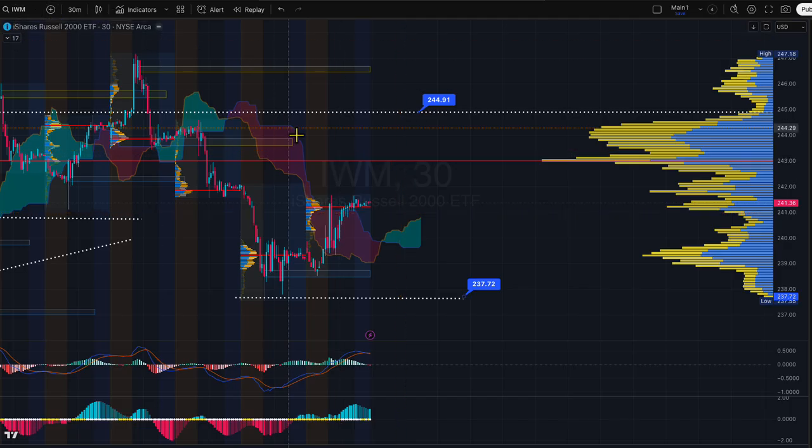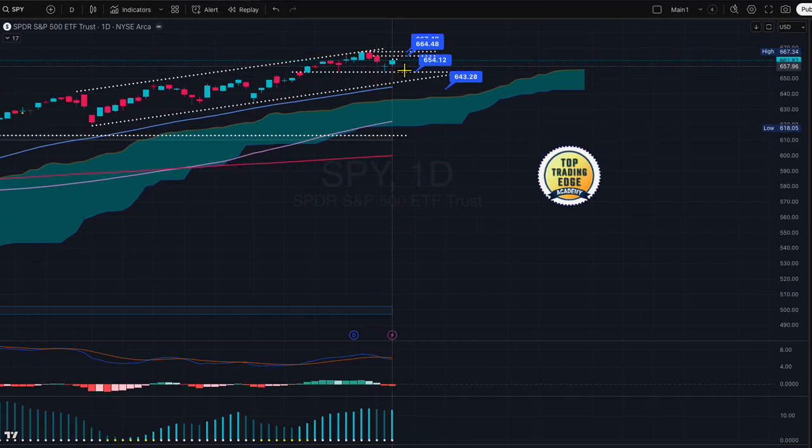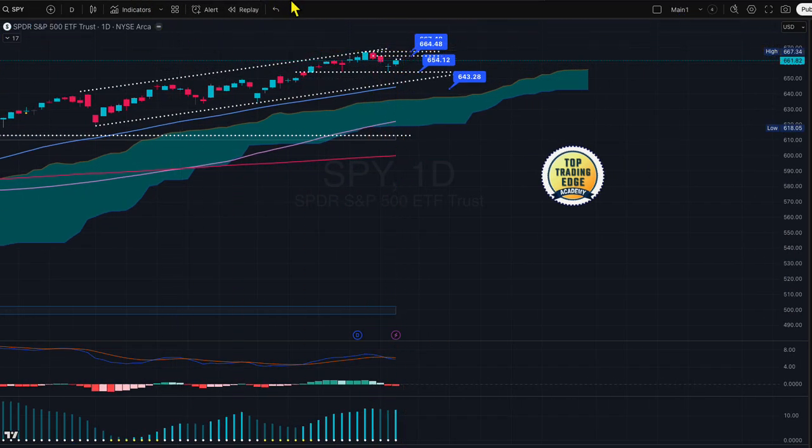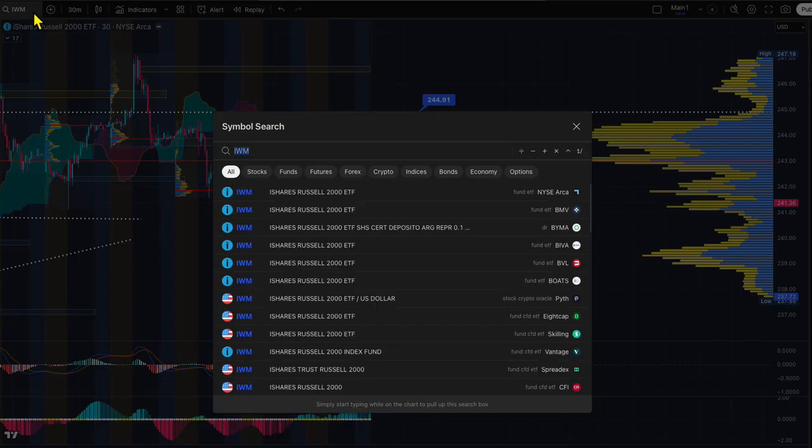So all three indexes are turning bullish from the bear cycle, which was a teeny mini bear cycle. You can look at it: 2-3 days of bear and then a reversal. So still bullish: IWM, QQQ, and SPY. All right, and let's take a look at Tesla.